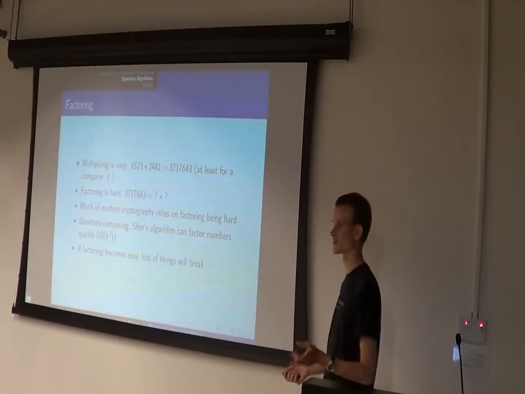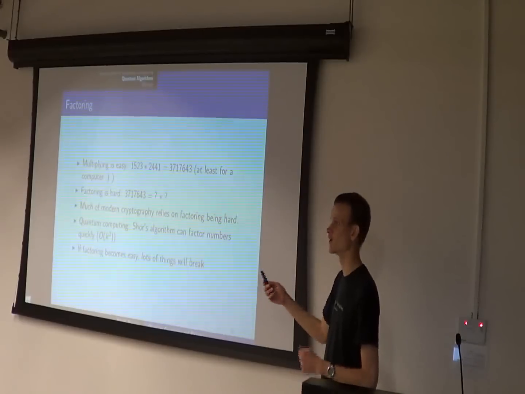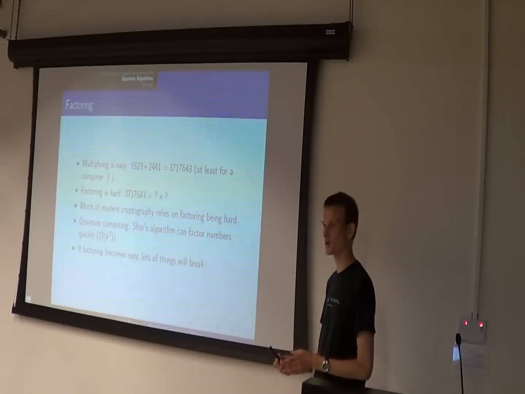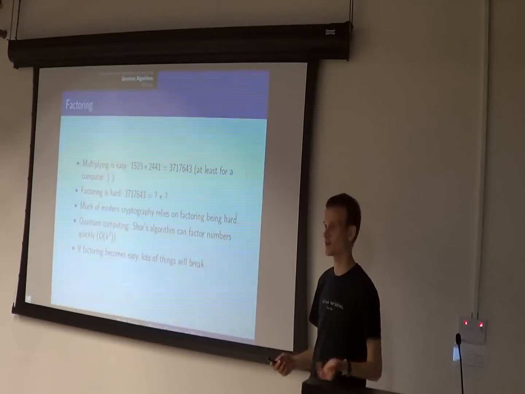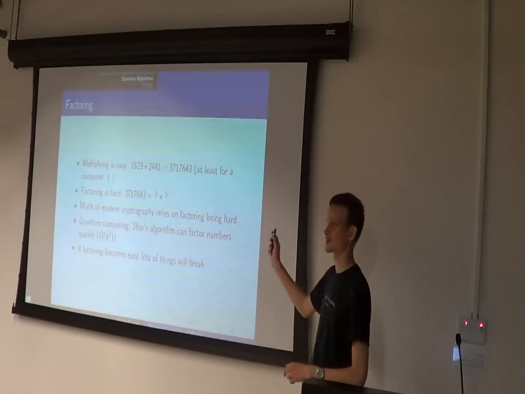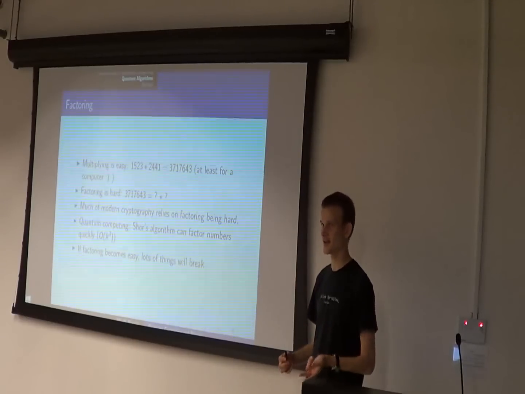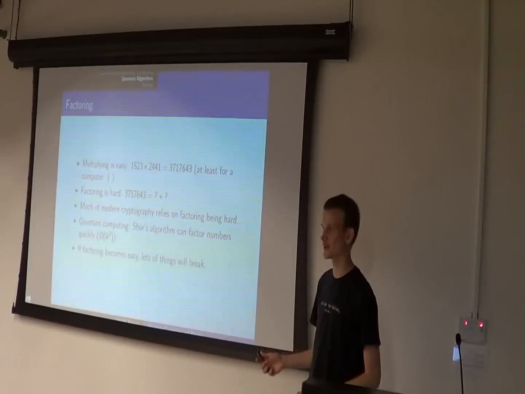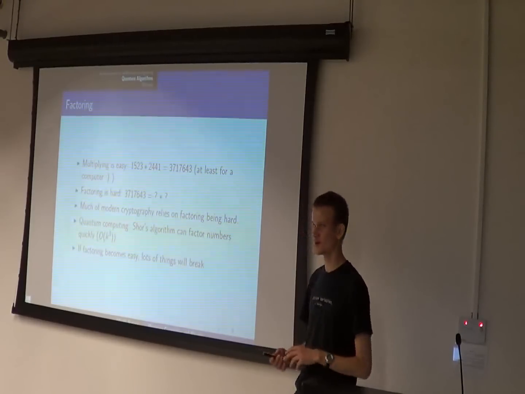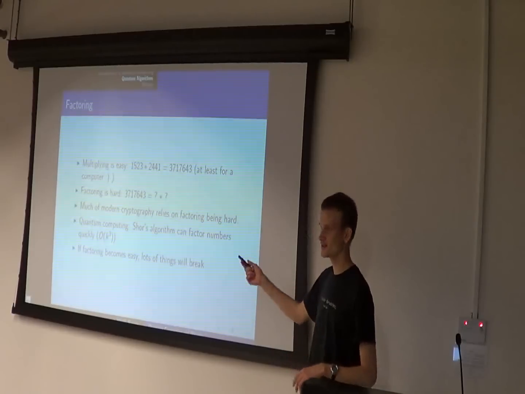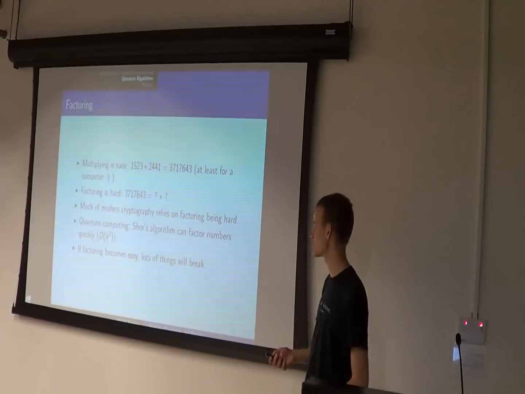So why does this matter? Because modern cryptography relies on this factoring problem being hard. What do I mean by modern cryptography? RSA, you might have heard of it. It's a very common encryption algorithm. It relies on factoring. For example, SSL, the protocol that secures a lot of internet connections, quite often uses RSA. So if factoring isn't hard, then the internet isn't secure anymore.